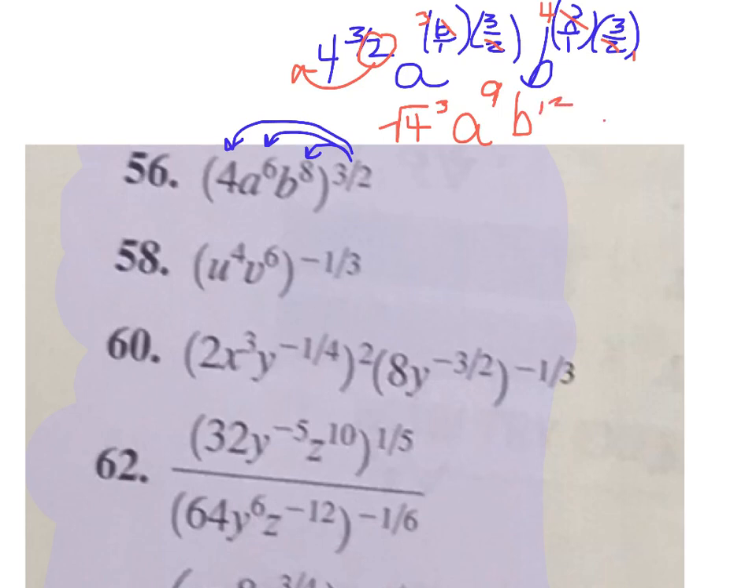Now I can simplify this a little more because, guys, what is the square root of 4? 2. So if I have 2 and it's cubed, what is 2 cubed? 8. So your final answer is 8 A to the 9th, B to the 12th. You need to always check and check and check and check. Can I simplify more? Anybody have any questions? Yes, sir.